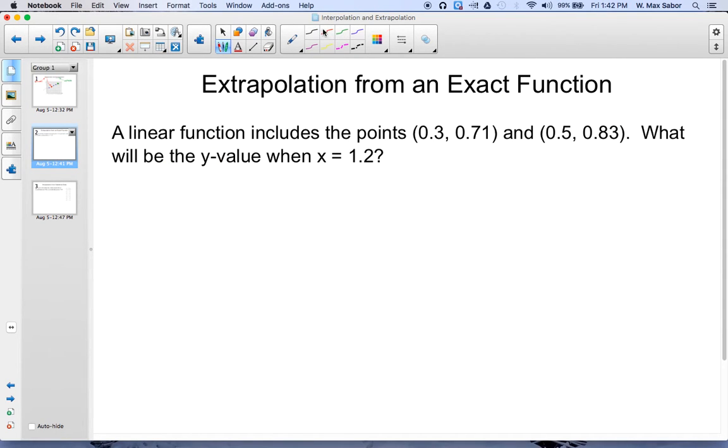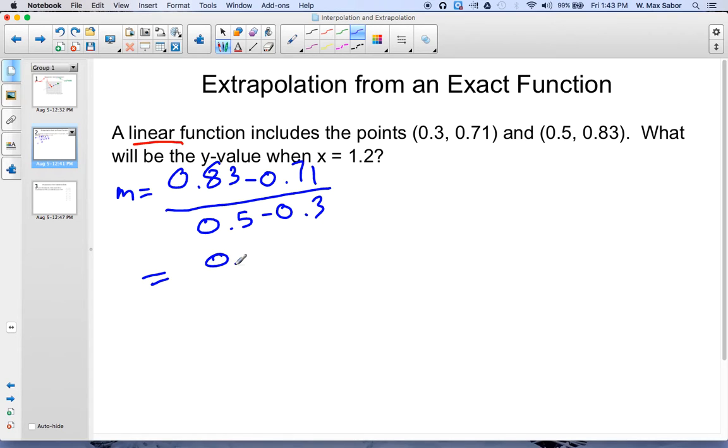From an exact function, this is one where the data is exact, where it's perfect. A linear function includes the points (0.3, 0.71) and (0.5, 0.83). What will be the y value when x equals 1.2? The first thing we should do is find the equation, and we know that it's linear, so we can find the slope, and then if you want to, find the y-intercept, but I'm just going to do point-slope form because that is one fewer step.